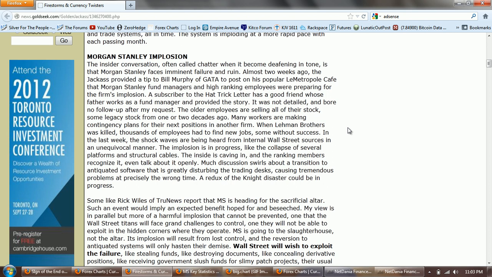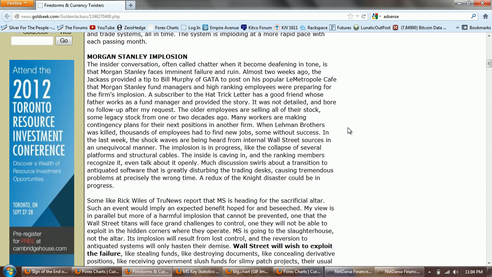The older employees are selling all of their stock, some legacy stock from 1 or 2 decades ago. Many workers are making contingency plans for their next positions in another firm. When Lehman Brothers was killed, thousands of employees had to find new jobs, some without success. In the last week, the shockwaves are being heard from internal Wall Street sources in an unequivocal manner. The implosion is in progress, like the collapse of several platforms and structural cables. The inside is caving in, and the ranking members recognize it, even talk about it openly.